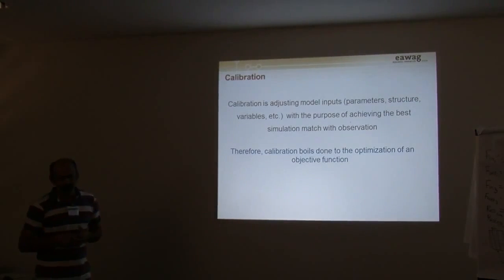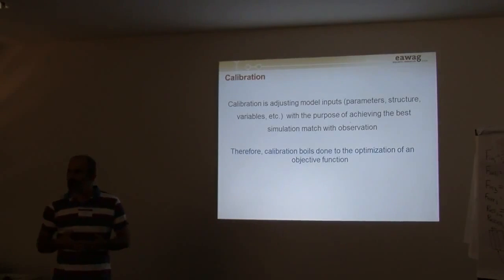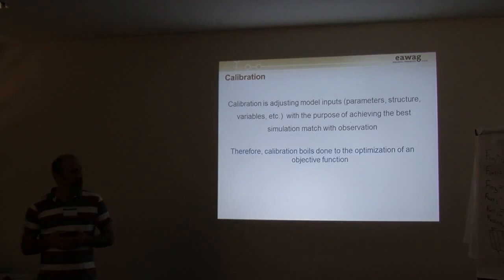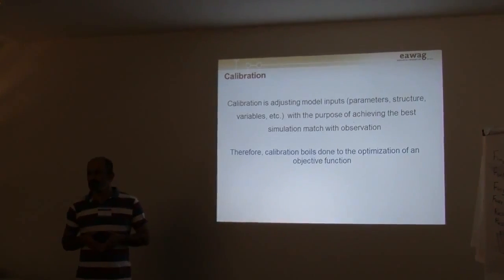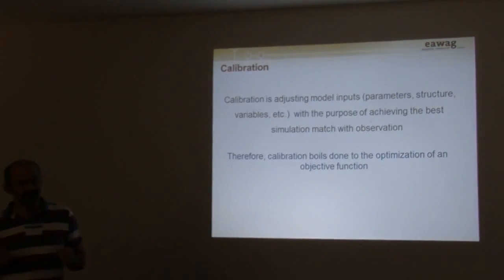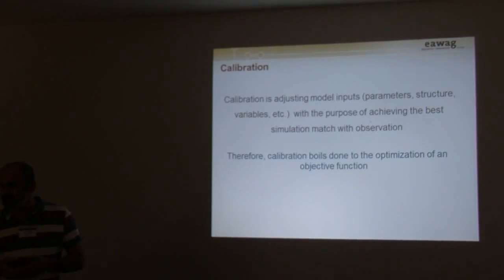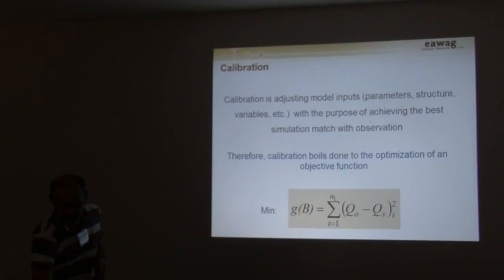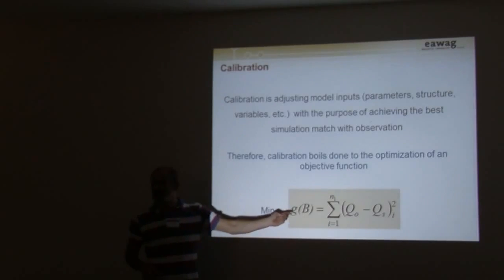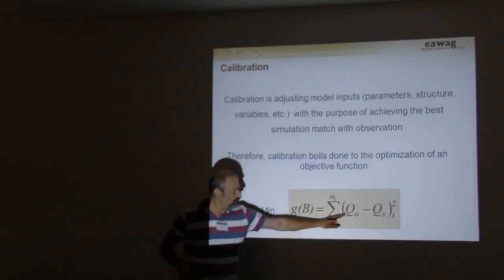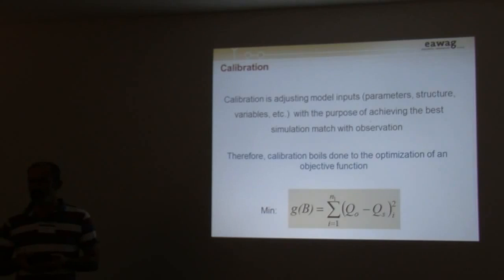And then calibration, most of these automatic calibration tools that are now available, at the end, they boil down to optimization of a certain objective function. Okay? Please pay attention that the calibration at the end becomes a mathematical exercise in optimizing a certain function. And that function, which is usually referred to as objective function, could be some kind of an error. That's the observed discharge minus simulated discharge. So you want to minimize this.